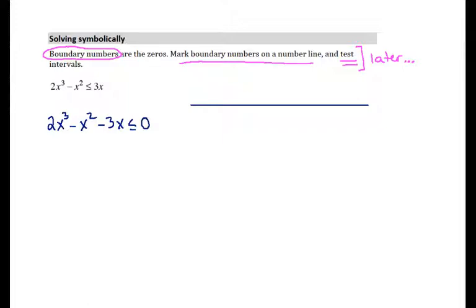To find the zeros, in this case, I'm going to try factoring. Factoring won't always work, but if it does work, it's usually the easiest approach. So I'll factor an x out of the whole thing.